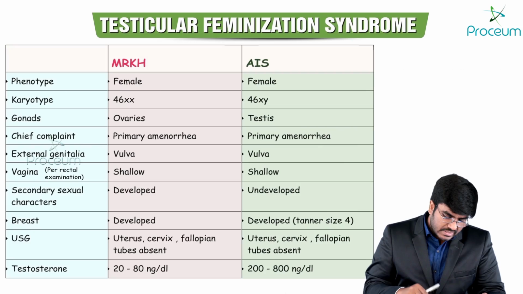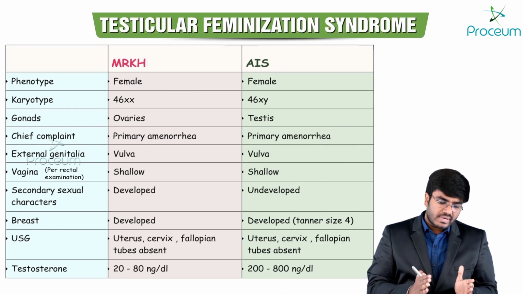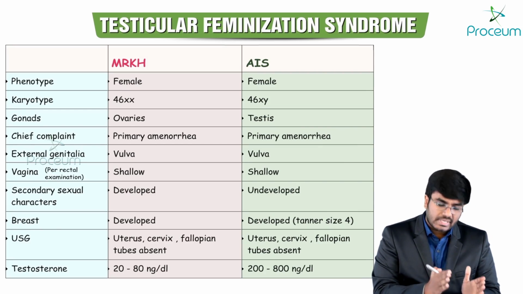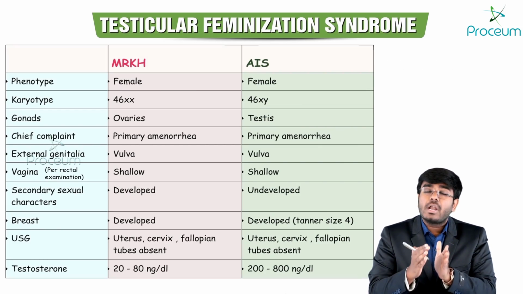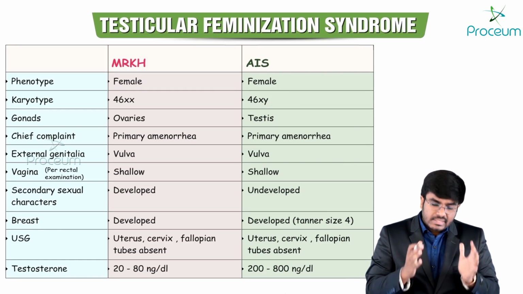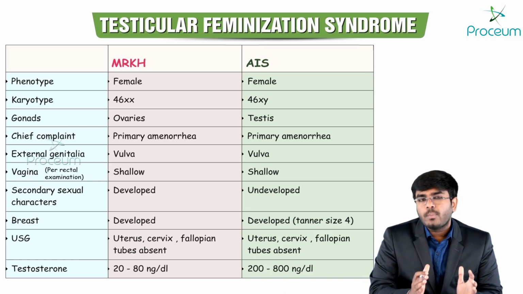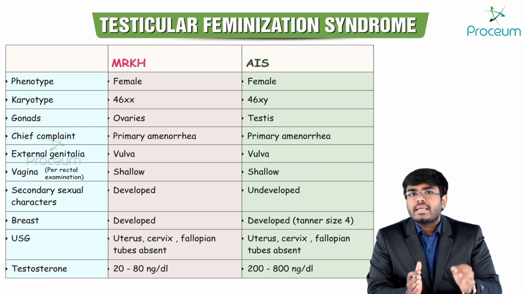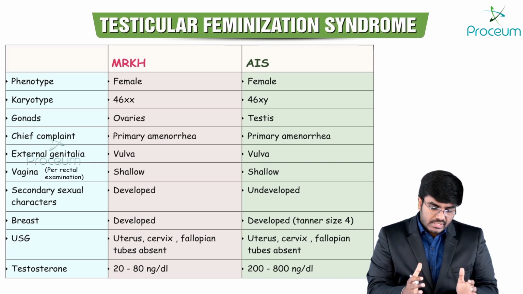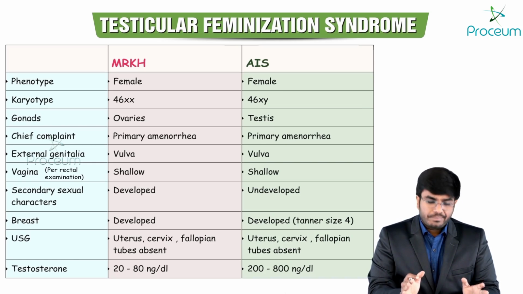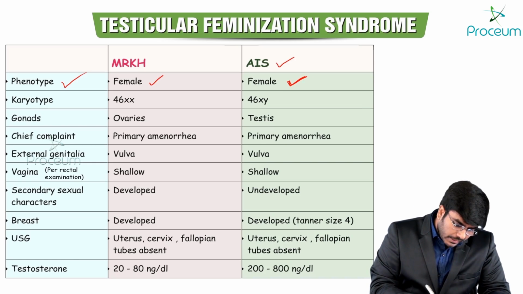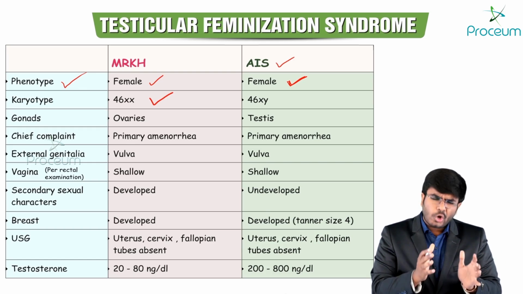Okay. Now, after this, please concentrate on the main important differences between MRKH syndrome, that is Mullerian agenesis, and androgen insensitivity syndrome. Guys, this slide is very, very important. If you want to answer a clinical question, you should know this table very well. Okay. Now, the phenotype in MRKH is 46XX, which means a normal female.